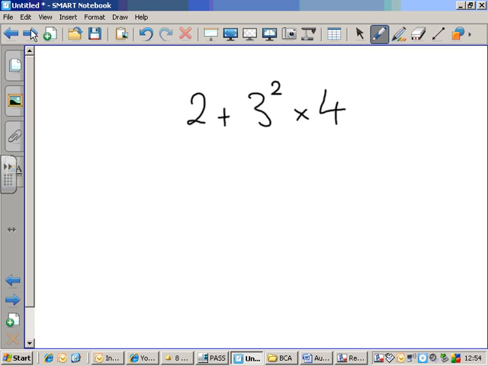Here's another one, slightly more complex. Let's follow BIDMAS again. B-I-D-M-A-S. I'm going to leave that to remind me that they're equally important. Okay. 2 plus 3 squared times 4. B, brackets. Are there any? No. So we're okay. I, indices. Are there any? Yeah. Look, 3 squared, it said. Okay, so everything comes straight down.